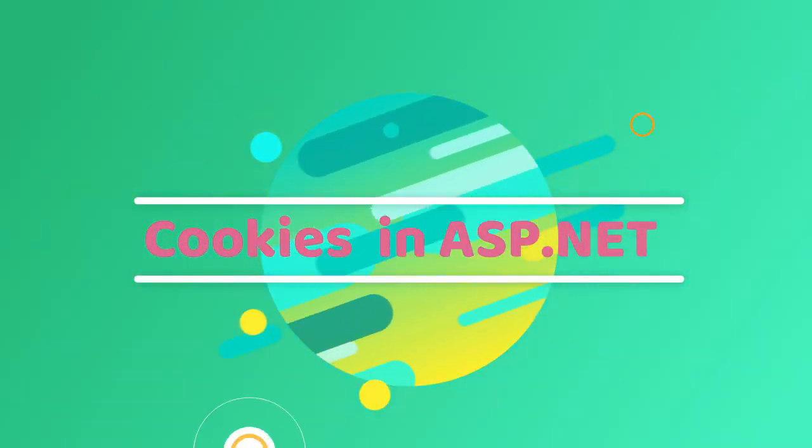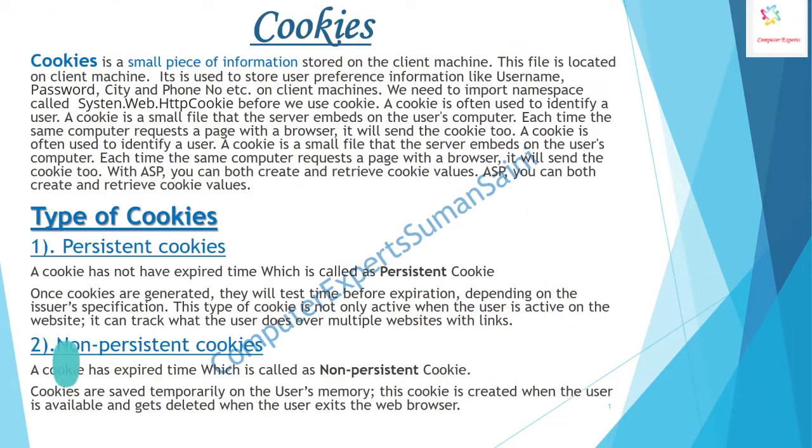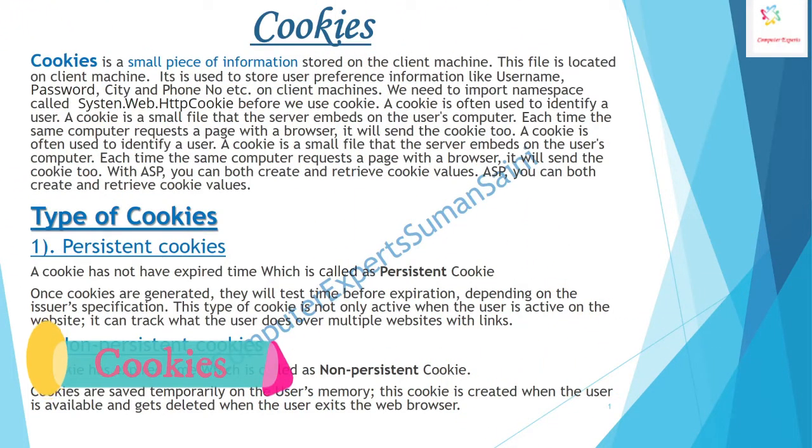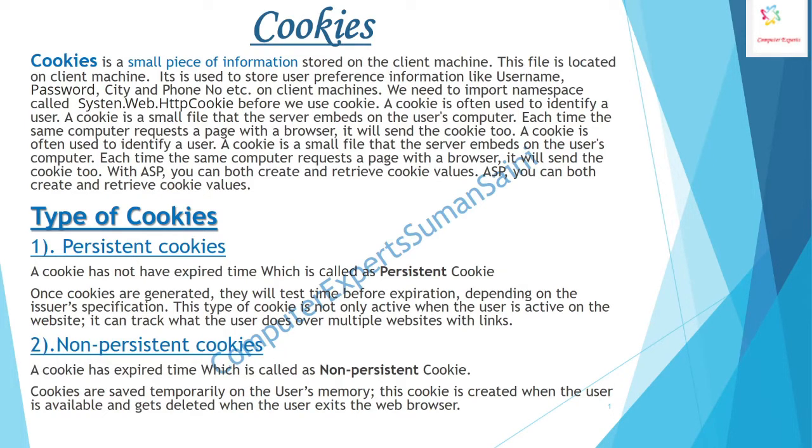This video is going to be very interesting, so watch the complete video without skipping. In this session, let's start with the definition of cookies. A cookie is nothing but a small piece of information which is stored on the client machine. This file is located on the client machine. It is used to store user preference information like username, password, ID, and phone number, etc.